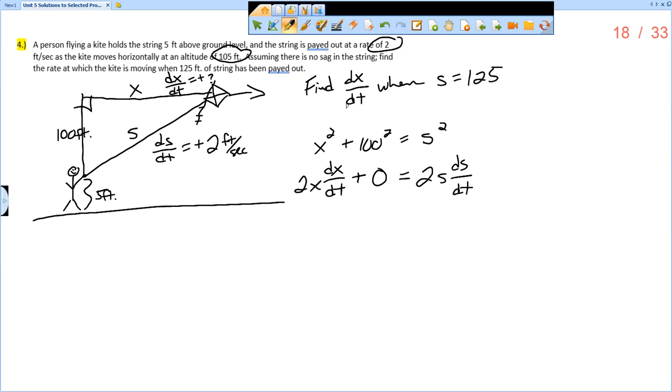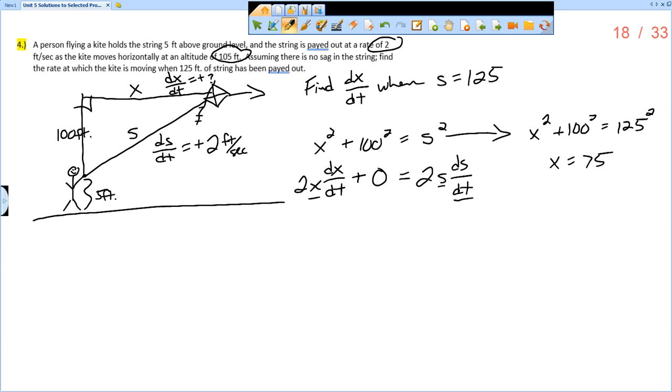It said find dx/dt when s is 125. So I know s is 125, and I know ds/dt is 2, but I don't know x. So we actually have to go over here and find x. x squared plus 100 squared equals 125 squared. You could use the Pythagorean theorem and solve for this, and the fact is that x would be 75 when you solve.